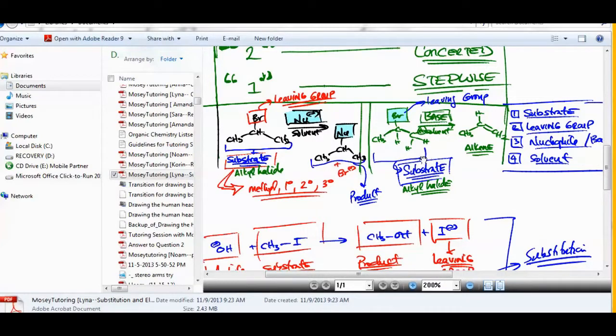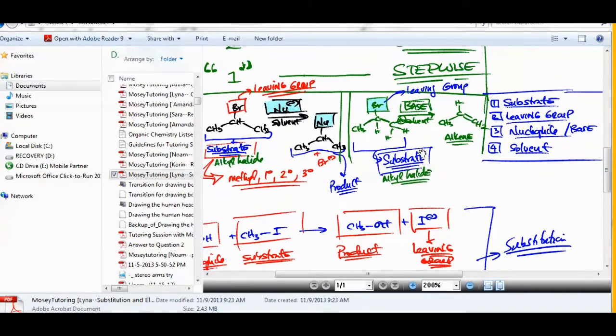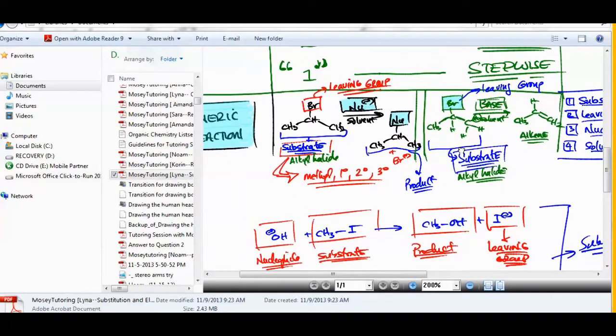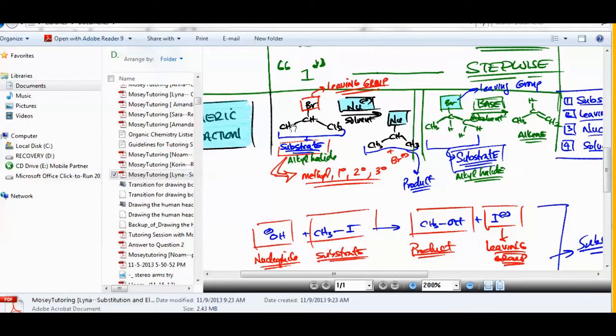Substituting one group with another group, there are two ways it can happen, SN1 and SN2. So you can see here, for elimination, we're usually starting off with an alkyl halide and we end up with an alkene. For substitution, with an alkyl halide, you usually add in a nucleophile, and the nucleophile displaces the other group.